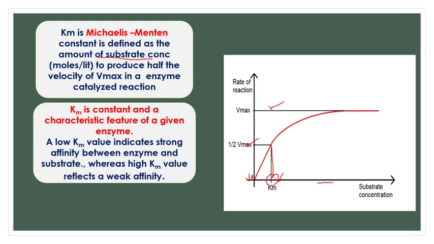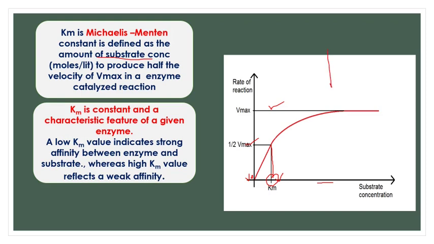If the Km value is low, this means what? The affinity between the enzyme and substrate is very high. But if there is a high Km value, more time is needed. A high Km value shows that there is weak affinity between the enzyme and the substrate. So this is inversely proportional.